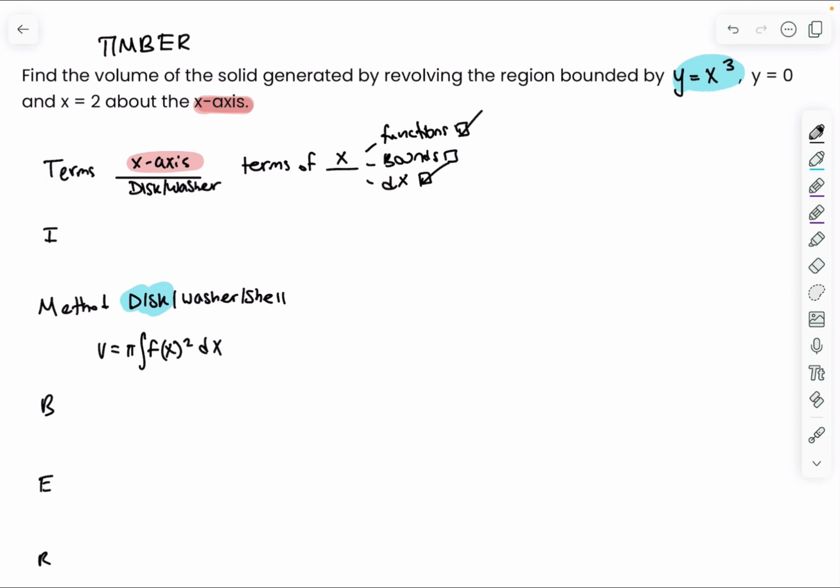And my bounds also have to be in terms of x. So I need to have two x values. I already have one, because remember, lines are bounds. So I already have x is equal to 2, but then I have y is equal to 0. That is not in terms of x. I need it to be in terms of x. So what I can do is find the equivalent of y is equal to 0. What's the x when y is 0? Well, it's just going to be 0, if you solve for x there. So then a is equal to 0 and b is equal to 2, because a is always the smallest value, and b is always going to be your largest value.